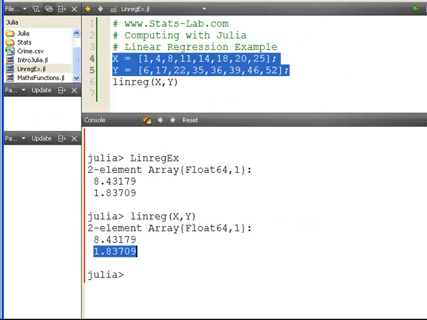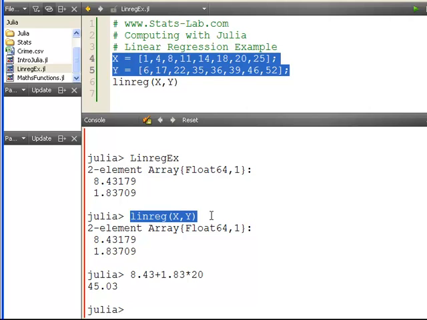So let's have a quick look at how we might predict a value for y when x is equal to 20. We'll just write it in as is here: 8.43 plus 1.83 times 20. We predict a y value of 45.03. Okay, that is linear regression. That's how you do it.